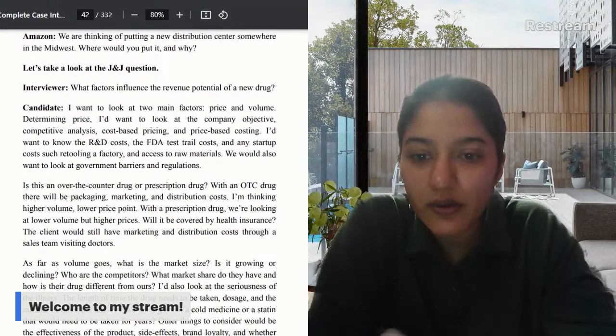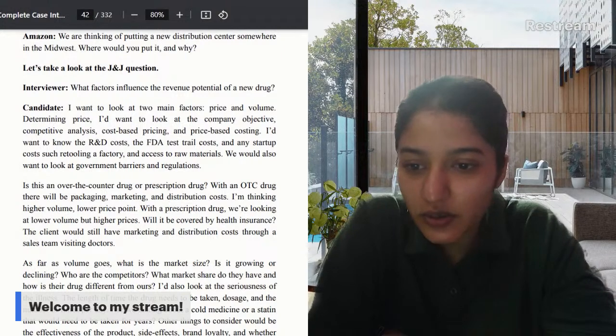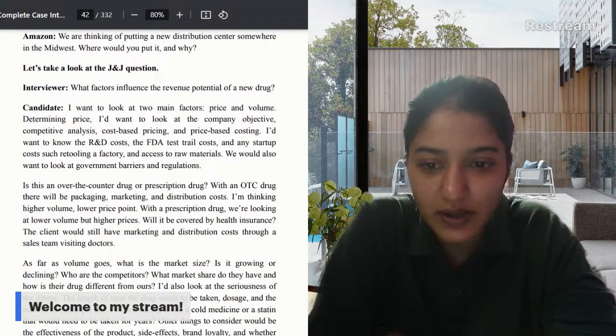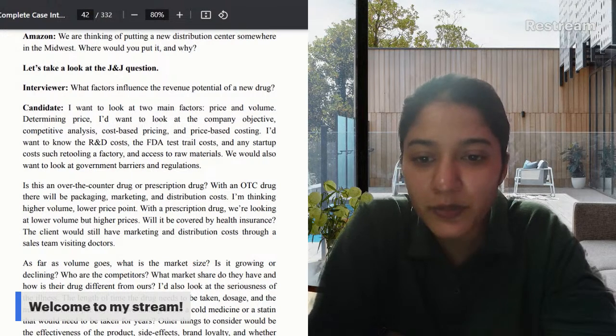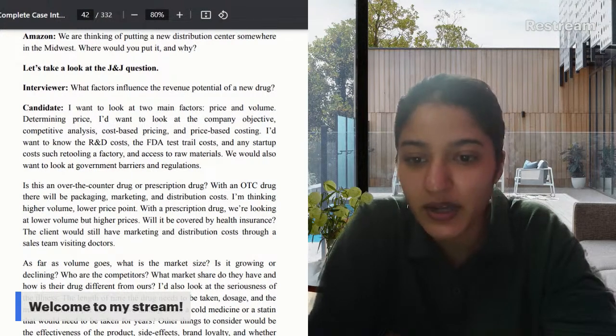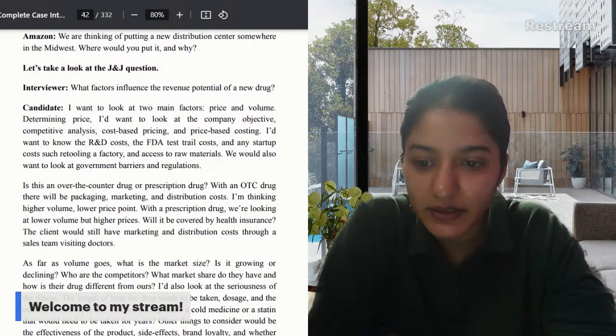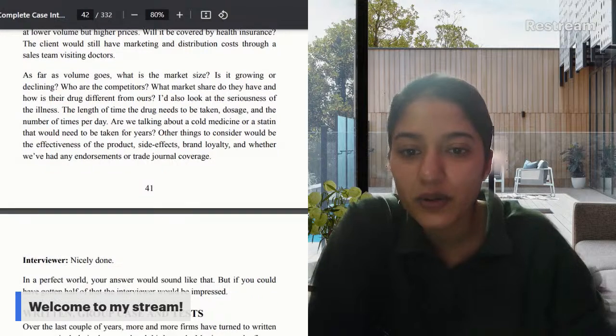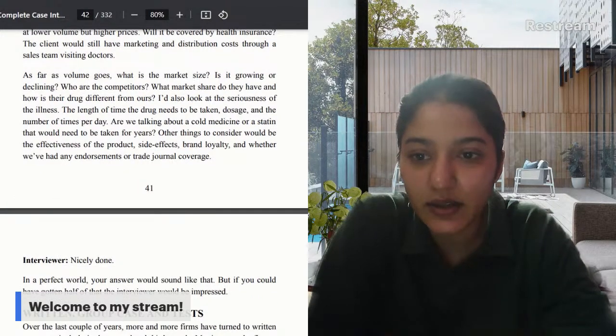Is this an over-the-counter drug or a prescription drug? With an OTC drug, there will be packaging, marketing, and distribution cost. I'm thinking higher volume, lower price point. With a prescription drug, we are looking at lower volume but higher prices. Will it be covered by health insurance? The client would still have marketing and distribution costs through a sales team visiting doctors. As far as volume goes, what is the market size? Is it growing or declining? Who are the competitors?